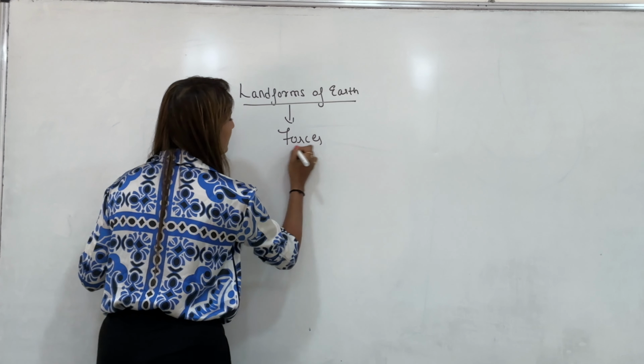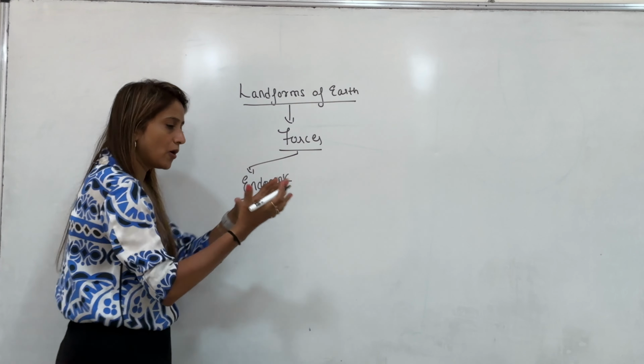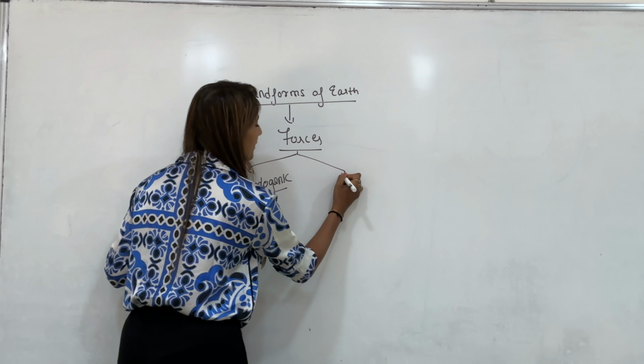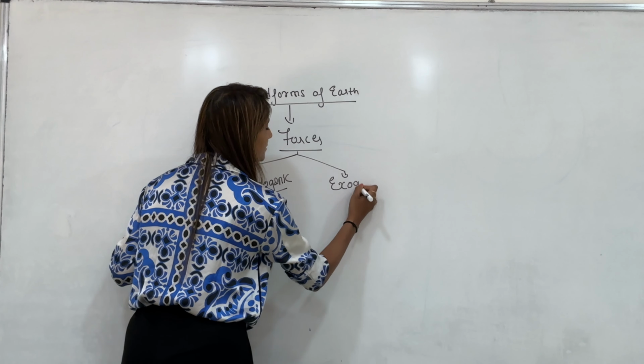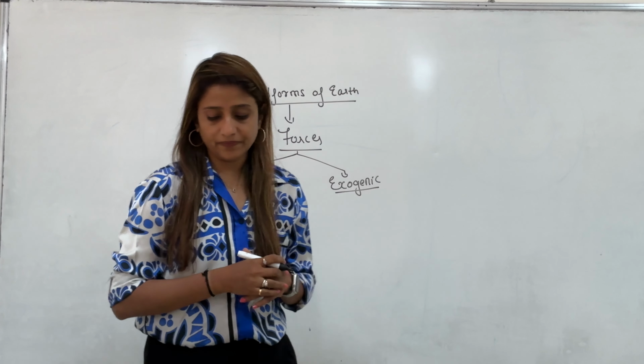There are two types of forces operating which cause landforms. There are some forces operating under the surface of the earth. They are called endogenic forces. They operate under the surface of the earth. And there are some forces operating on the surface of the earth. They are called exogenic forces. So endogenic forces are basically an internal process. Exogenic forces are an external process.